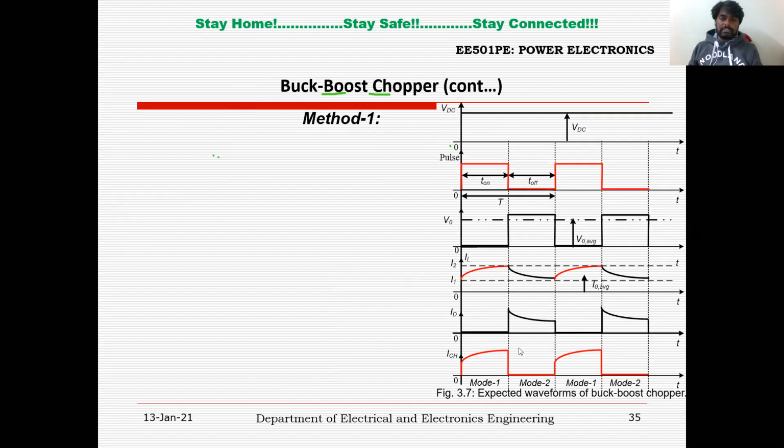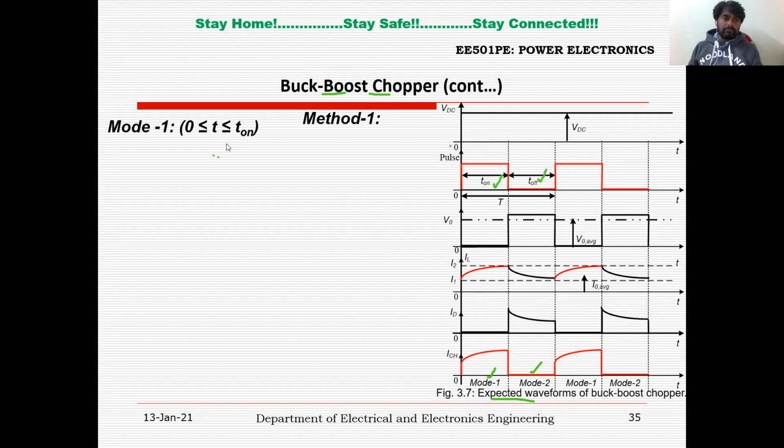These are the expected waveforms for a buck boost converter. Now we will see how we got these waveforms. I have divided this into two modes. You can see here mode 1 and mode 2. Mode 1 is during the on time period, and mode 2 is during the off time period.